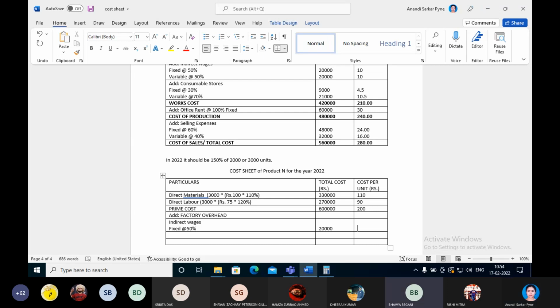So the fixed cost per unit will be 6.67. And here variable, the rate of 50%, so the cost per unit will be the same, which is 10. So 10 into 3,000, which is 30,000. This is our indirect wages. Next is consumable stores.